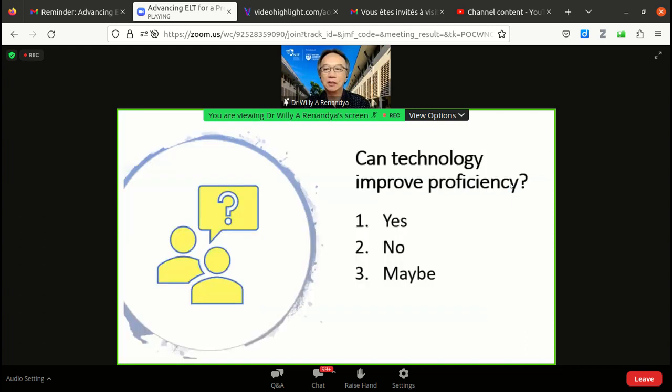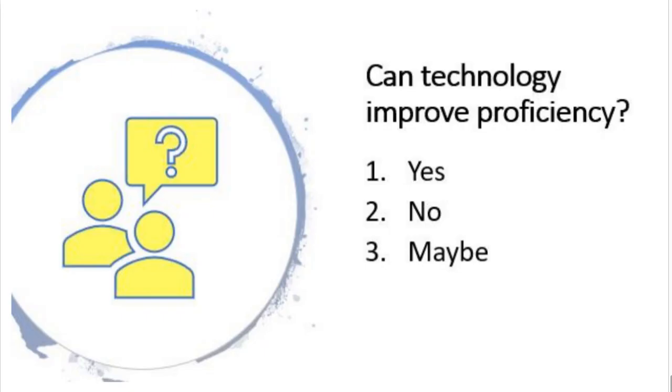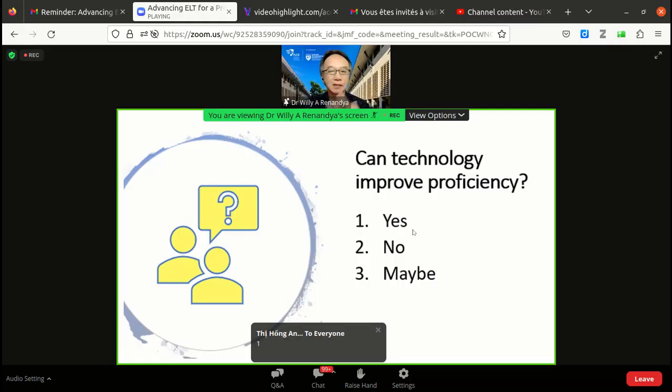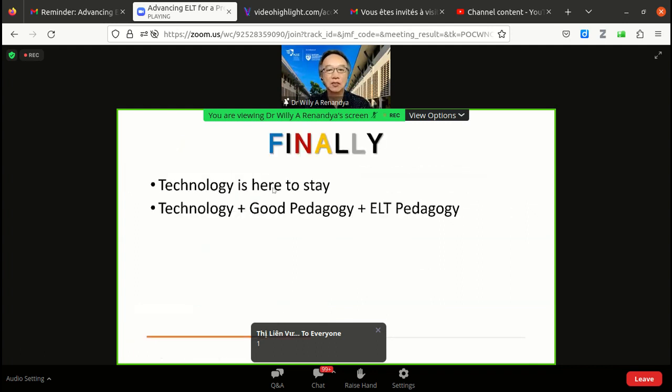Now, if technology is used in that way, supported by a strong set of second or foreign language teaching principles, can the use of technology improve proficiency? Raise your hand again, please. 1, 2, or 3. Yes. The answer is most likely yes, because that's what research tells us about the process of language learning and the process of developing proficiency in the English language.